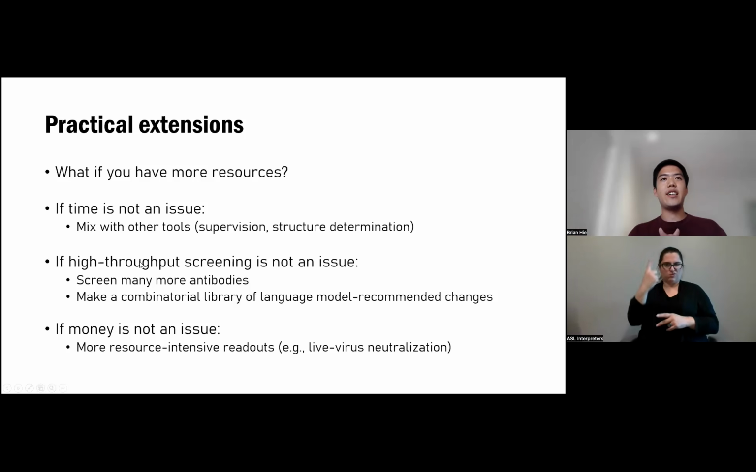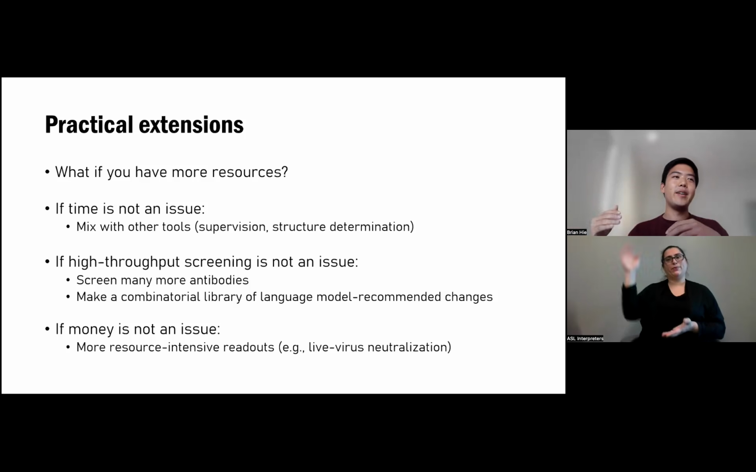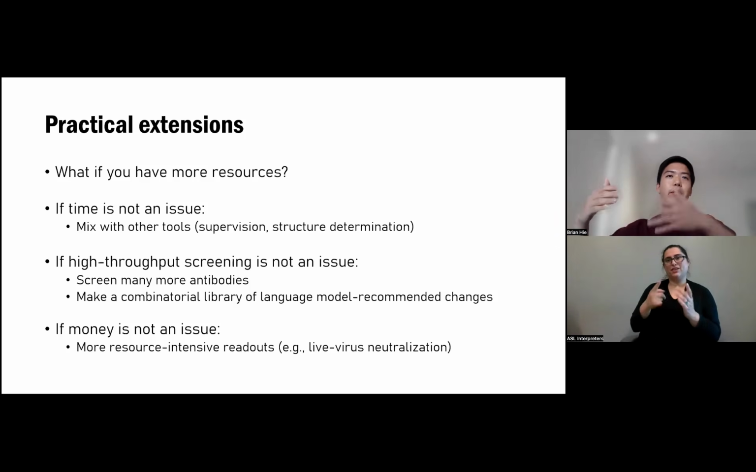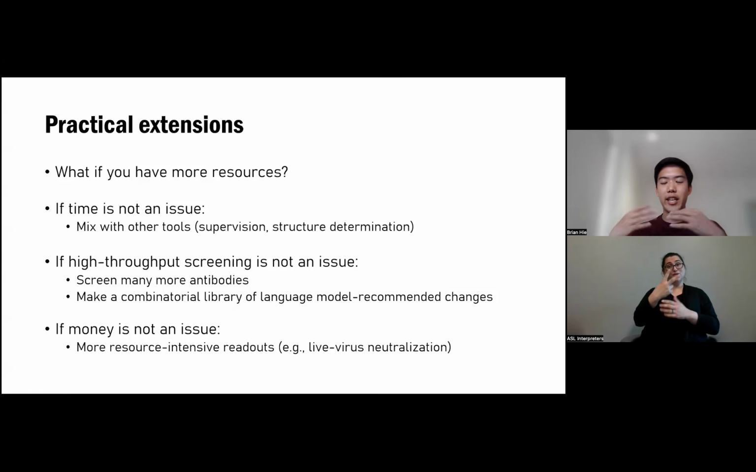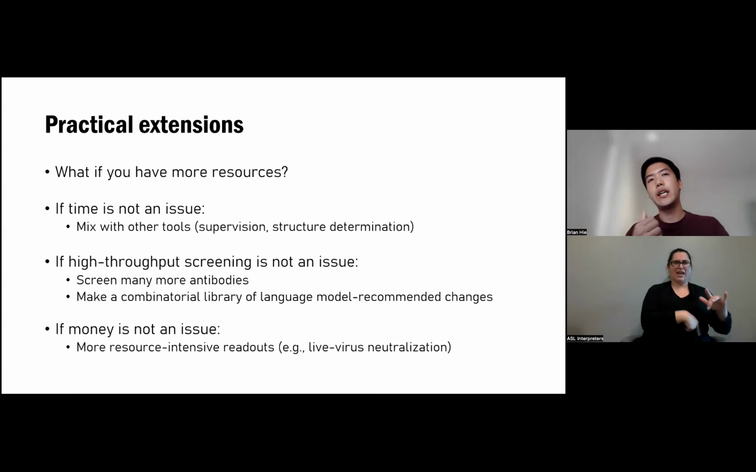If high throughput screening is not an issue, so if you have an experimental budget for some 100,000 antibodies or something, and an approach like this decreases your search space by 100-fold or something, then you can potentially screen 100 times more antibodies using the same experimental budget. Or something that we really wanted the 2 rounds to do is that the language model will be recommending these substitutions. If you have a budget for high throughput screening, then maybe you just directly proceed to combinations and make a combinatorial library of the language model recommended changes.